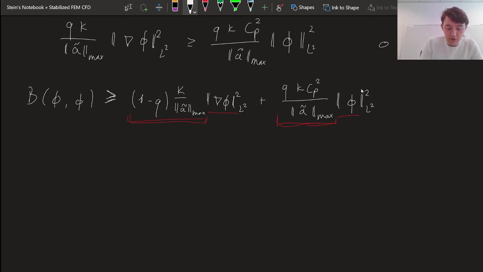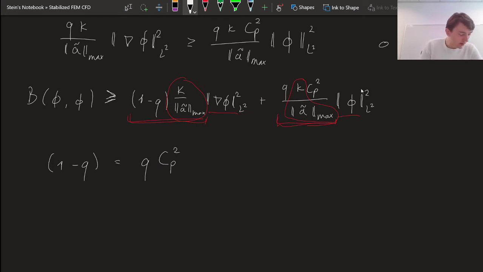So I'm going to look for the q for which, well, we have the same multiplicative factor here, right? So I'm not going to deal with that yet. This one and this one I can pull out. So I'm going to equate 1 minus q is going to be equal to q times Cp squared.